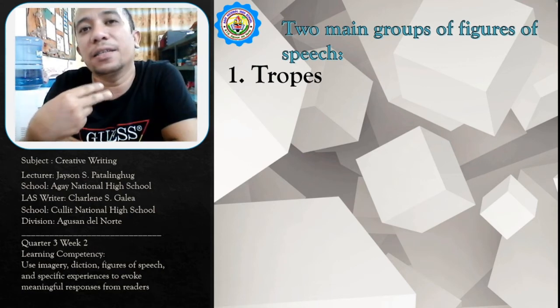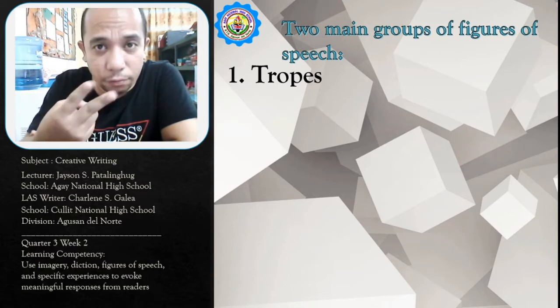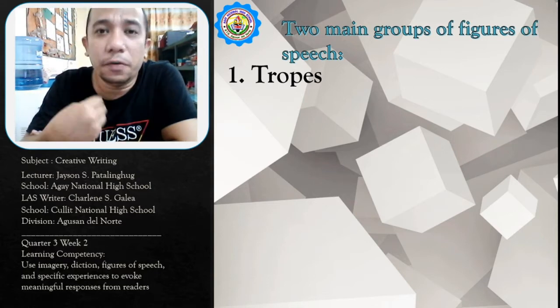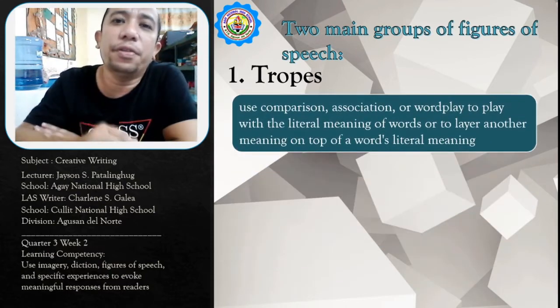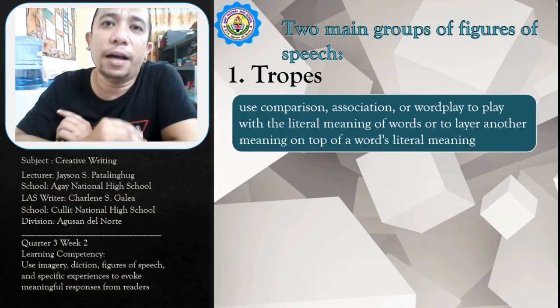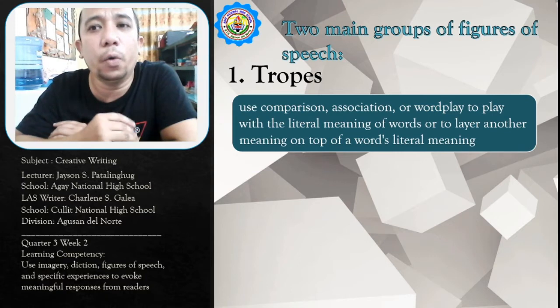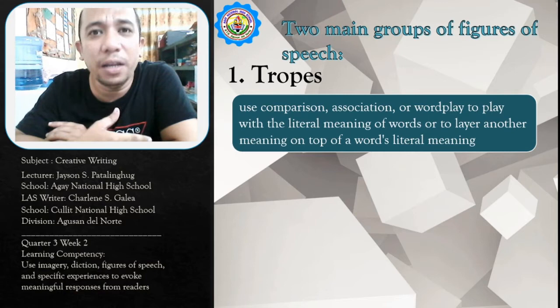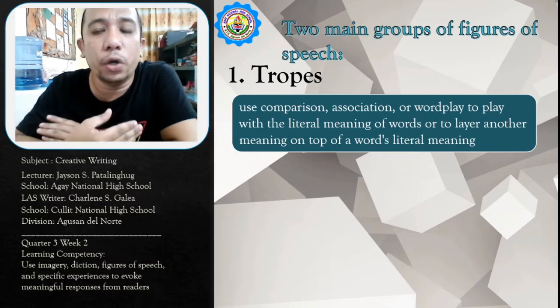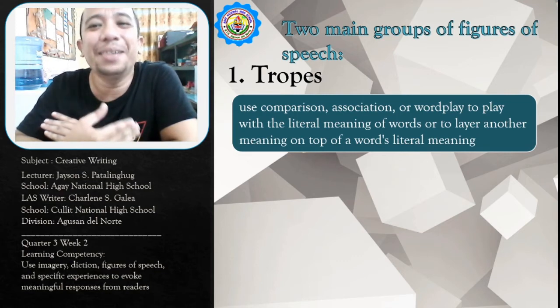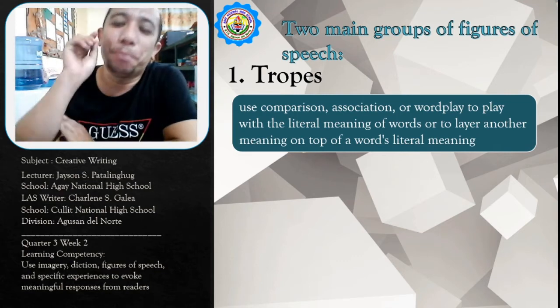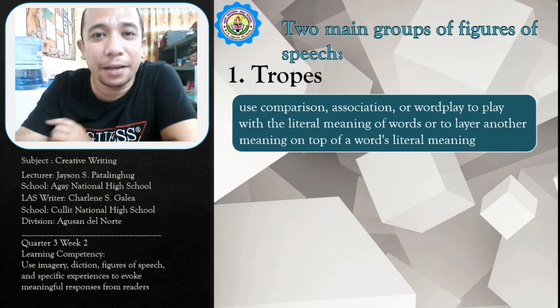Basically, it is divided into two categories. The first category are what we call tropes. So what are tropes? These are kind of figure of speech that uses comparison, association, or wordplay with literal meaning of words, or to layer another meaning on top of words and literal meaning. Okay, on top of a word's literal meaning. Okay, so we'll start with the first kind of tropes.